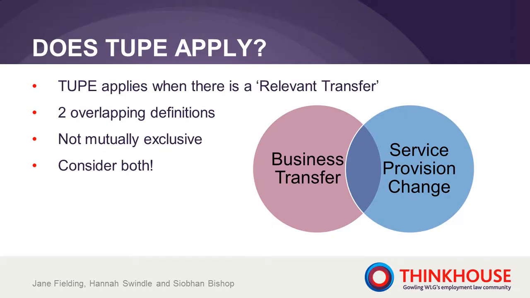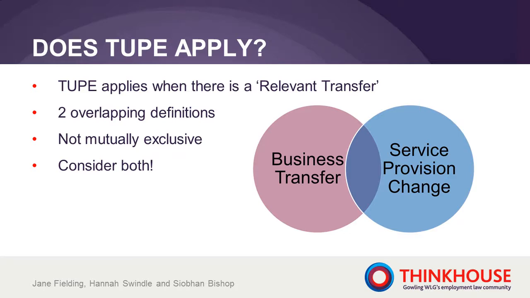So we currently under TUPE have two different definitions of a relevant transfer. And as you can see from the slide, they are overlapping. So we have the old style business transfer, which we've had since sort of 1981 when TUPE first came in. So that's the classic business sale, asset sale type scenario. And then we've also got this overlapping definition of a service provision change, which we brought in the UK in 2006. Now, they are not mutually exclusive. So whenever you're considering if you're in a TUPE situation, you need to have a think about both of those definitions and whether you're falling in either of them.